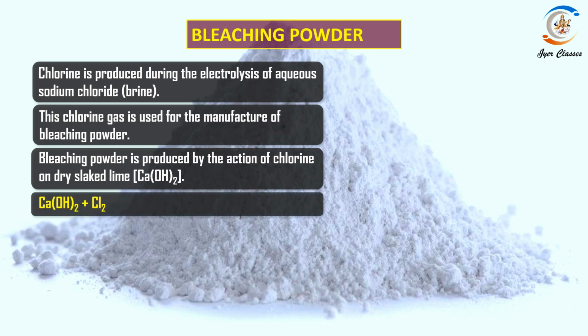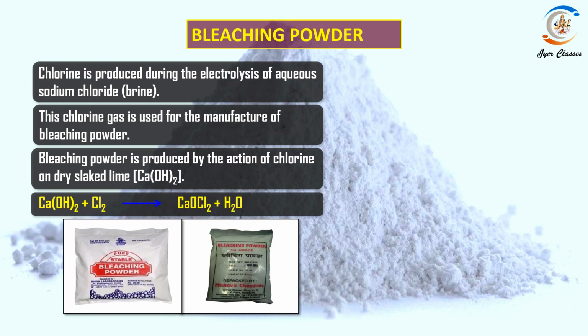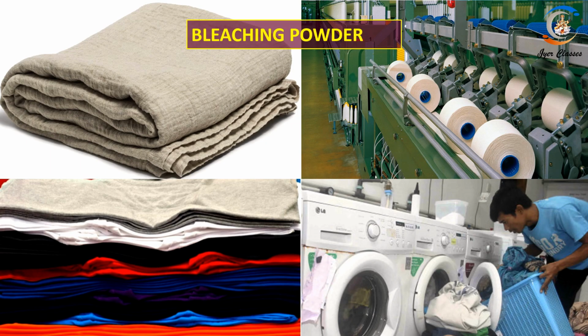Now the reaction we have is: the calcium hydroxide, dry one of course, reacts with chlorine gas to give you bleaching powder, and water is also released. So this is how the bleaching powder looks in the packet. In the factory, suppose we have some raw yarn. Raw yarn is something creamish in color, and if you want to make it white, you have to bleach it using the bleaching powder.